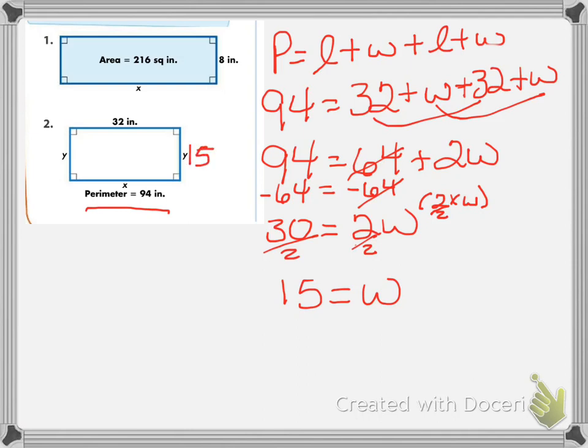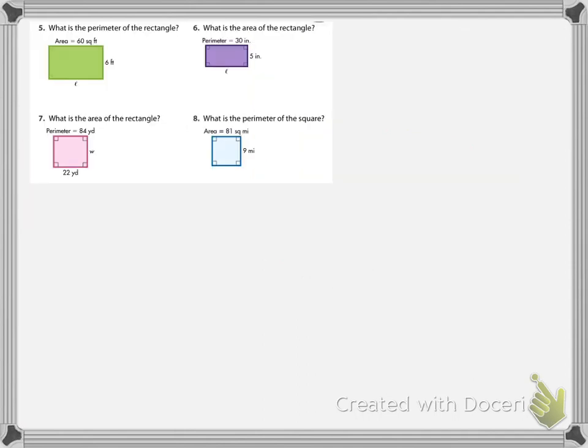And if I said 32 plus 15 plus 32 plus 15, it would equal 94. You see how it's just algebra. That's what we learned a couple weeks ago. And now we're using it with our backwards perimeter. Okay, how about number 5? Let's look at it. Again, that's an area problem.